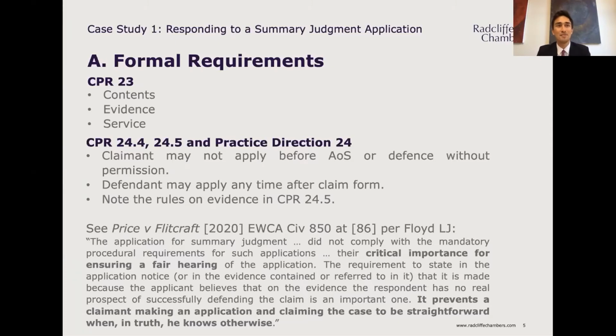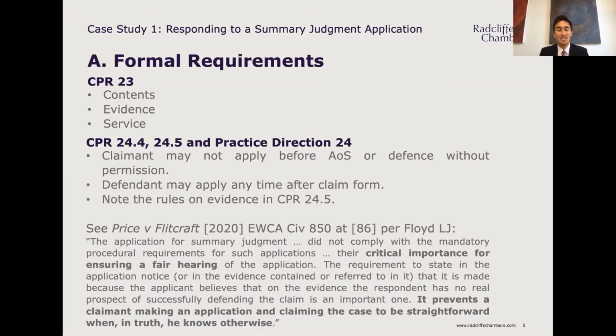And sometimes, in my experience, an applicant sails fairly closely to the wind in terms of following the letter of the rules, on the basis that the court sometimes does sort of waive or allow the applicant to get away with it. However, last year, Lord Justice Floyd in the Court of Appeal offered a stern warning against those who would adopt that strategy, and referring in particular to the requirements of the practice direction on summary judgments, said that they are of critical importance to ensure a fair hearing of the application.